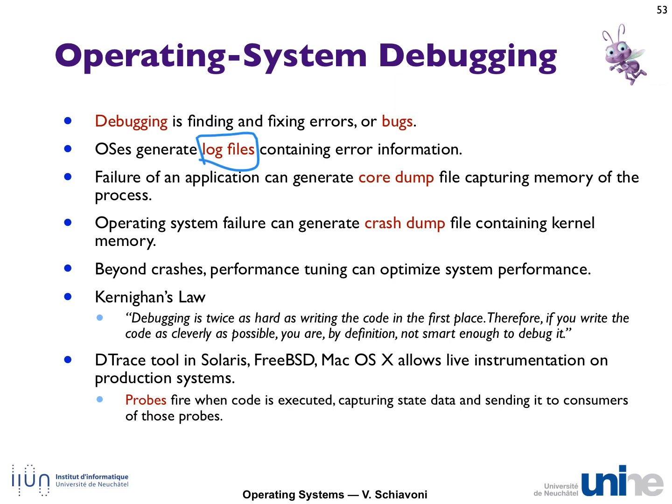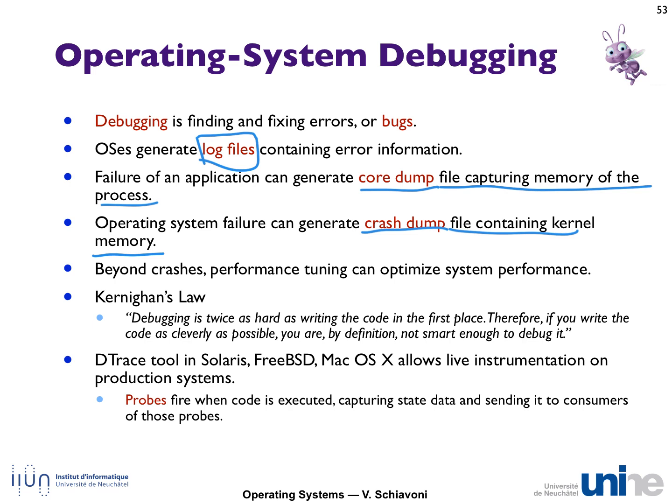Sometimes applications that are failing or crashing generate a core dump. What they do is capture the state of the memory of that given process, so that it can be analyzed later on. There is also the possibility to generate a crash dump, which is basically the representation of the kernel memory at the time of the crash. So one is for the process, the core dump, and one is for the kernel, the crash dump.